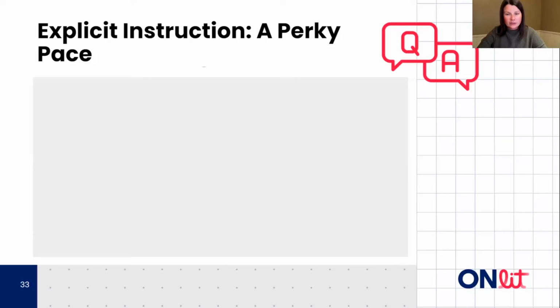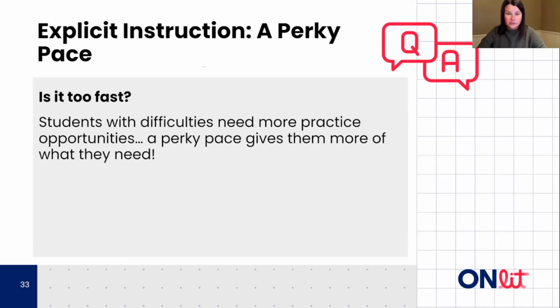As seen by Anita Archer, we need to provide instruction that is at a perky pace. A common question one might hear, though, is, isn't it too fast, especially for our learners with processing or working memory difficulties? Not at all, actually. It is the opposite. This pace of instruction is essential for these students. Students with these difficulties need more opportunities to respond and practice to help chunk knowledge into long-term memory.